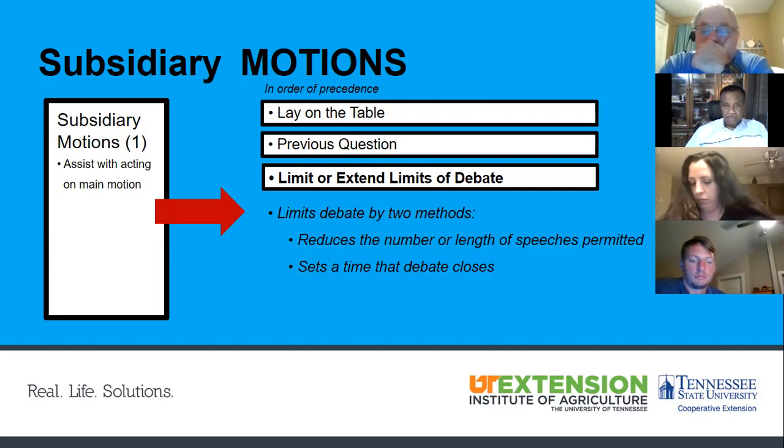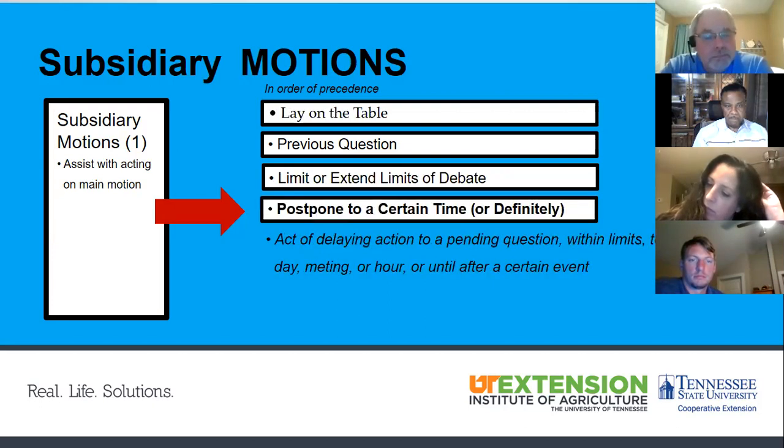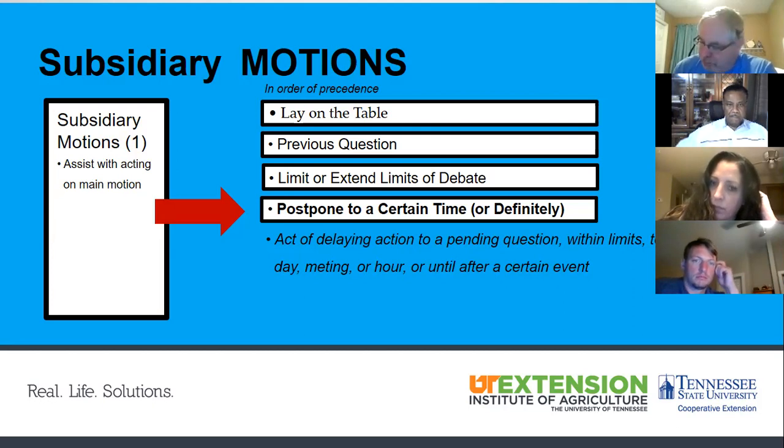It does require a second. It is not debatable, and it can be amended, obviously as to the time. And it also takes a 2/3 vote to pass, because we could potentially be taking away our rights to have discussion. Postpone to a certain time, or postpone definitely is the way I learned it. This is the act of delaying the pending question within limits to a definite day, meeting, hour, or until after a certain event.